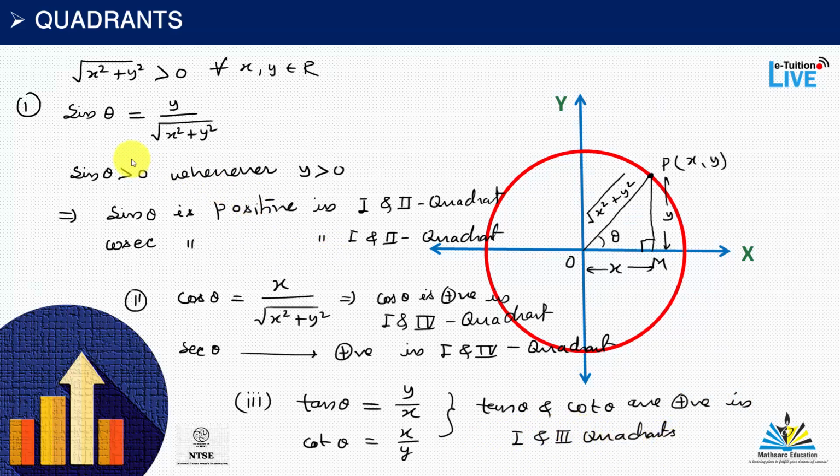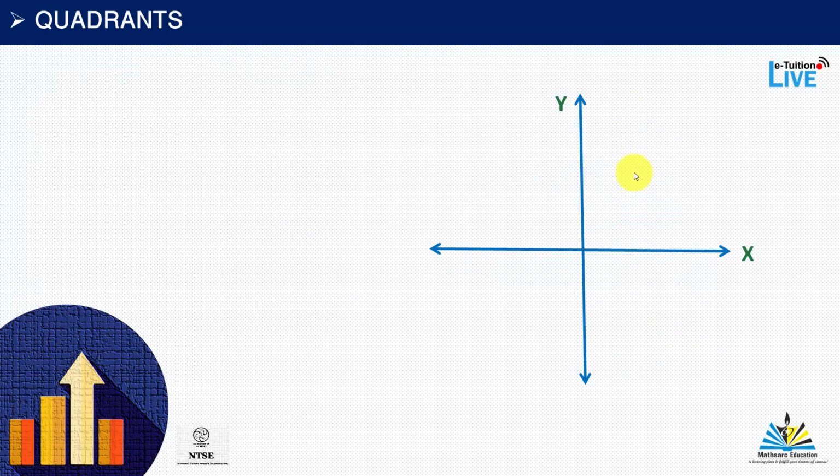At the moment you have seen that sine theta and cosec theta are positive in first and second quadrant, cos theta and sec theta are positive in first and fourth quadrant, and tan theta, cot theta are positive in first and third quadrants. So let's summarize all these trigonometric ratios. In first quadrant, all trigonometric ratios are positive.